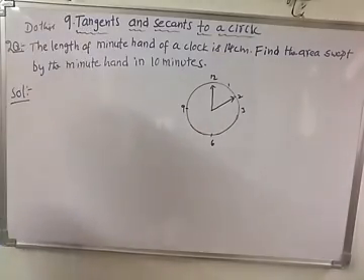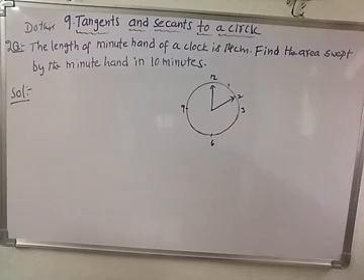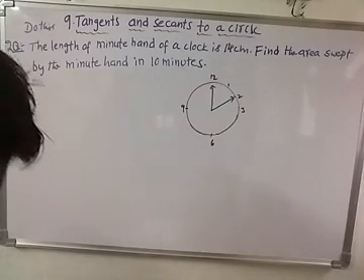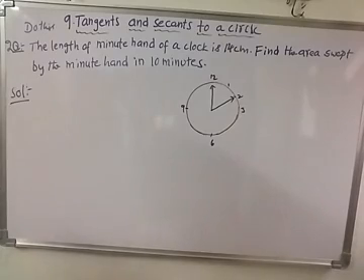Today we are going to continue the chapter on tangents and secants to a circle. So let us do these problems. Yesterday we solved the first problem. Now the second problem.